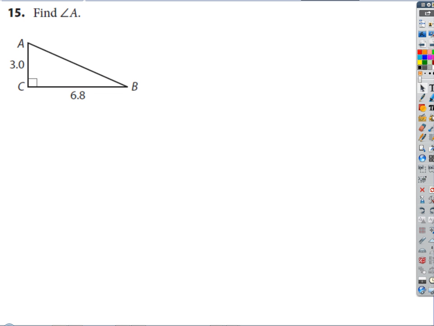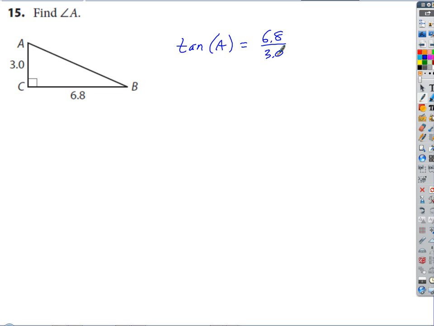Okay, how about this? This is different. How could we find the measure of angle A? So from angle A's perspective, we're given this time 2 side lengths. Everybody agree that from A's perspective, we've got opposite and adjacent? So we'll start with the tangent relationship, right? So tangent of angle A is equal to the ratio of 6.8 over 3.0. Everybody agree? Opposite over adjacent?